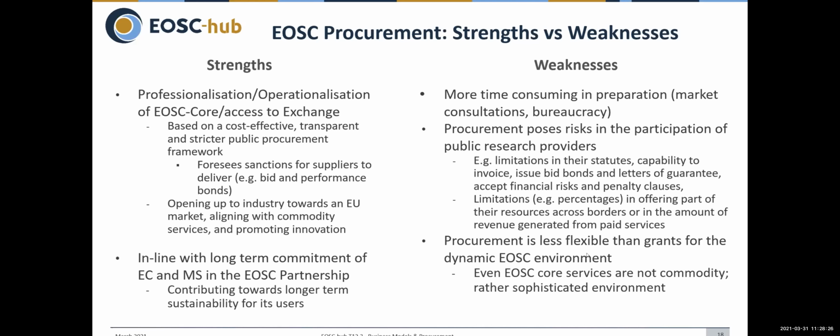And EOSC is a kind of sophisticated environment, not yet commodity. Even EOSC core services are not yet commodity, so there may be some lack of flexibility there.